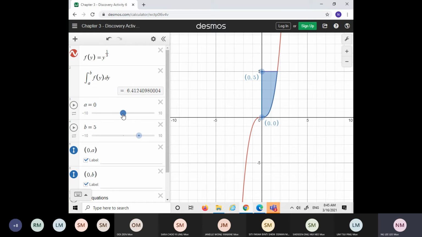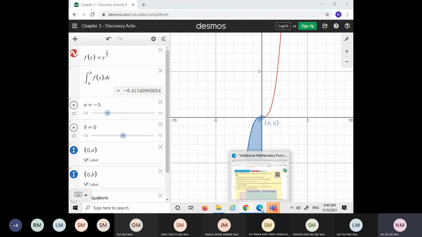Now, this A, I make it become -5. Then the B, I make it become 0. So now you see the area is on the left of the y-axis, and then you see the integral is negative. That's all I want to show you from this link. We come back here.